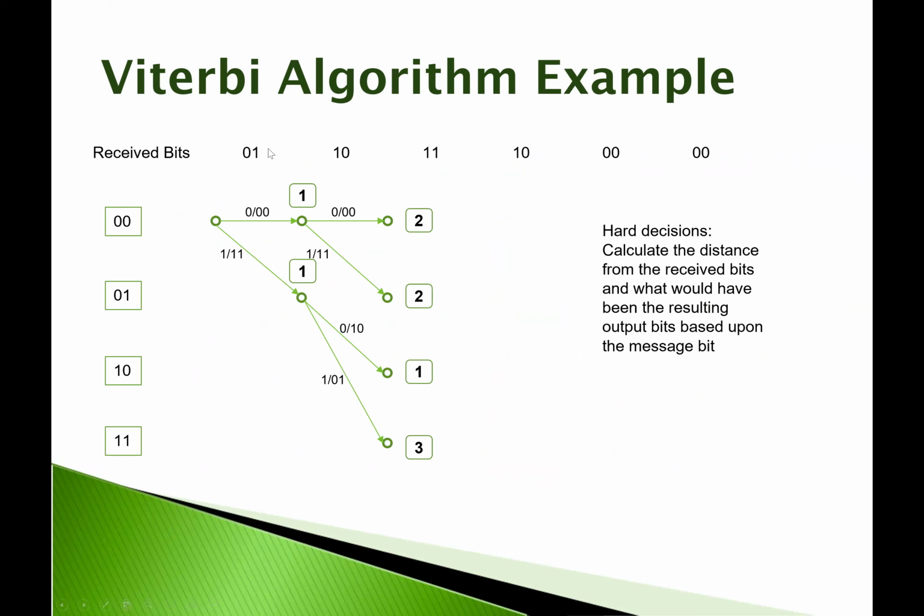Okay, so we're going to assume that we have received bits. Now these are parity bits, right? So we're going to have 2 for every message bit that we're trying to decode, right? So we're going to have 0, 1, 1, 0, 1, 1, 1, 0, 0, 0, and 0, 0. And this is increasing in time as we go to the right. So first we receive a 0 and then a 1 and then the 1 and 0.